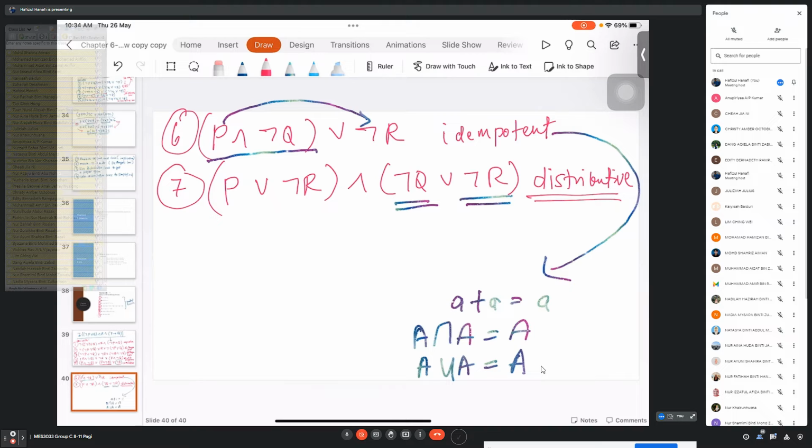Idempotent means we have A plus A is equivalent to A. A union A is equivalent to A. Okay, this one union, union intersection. Okay, union and intersection. This one union.